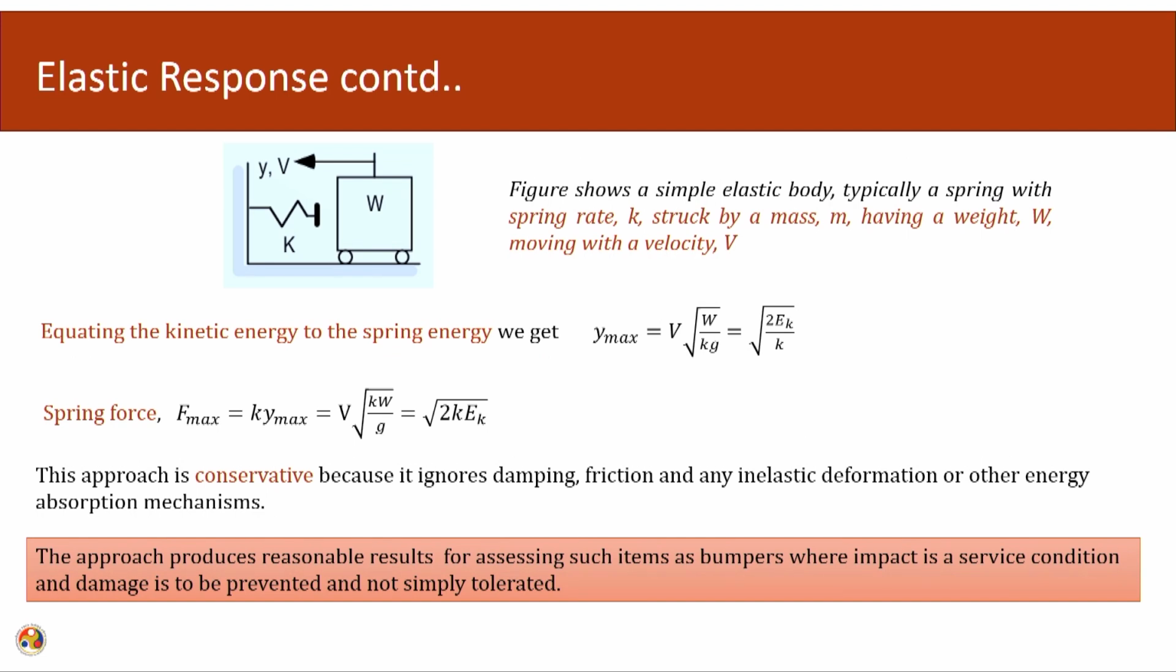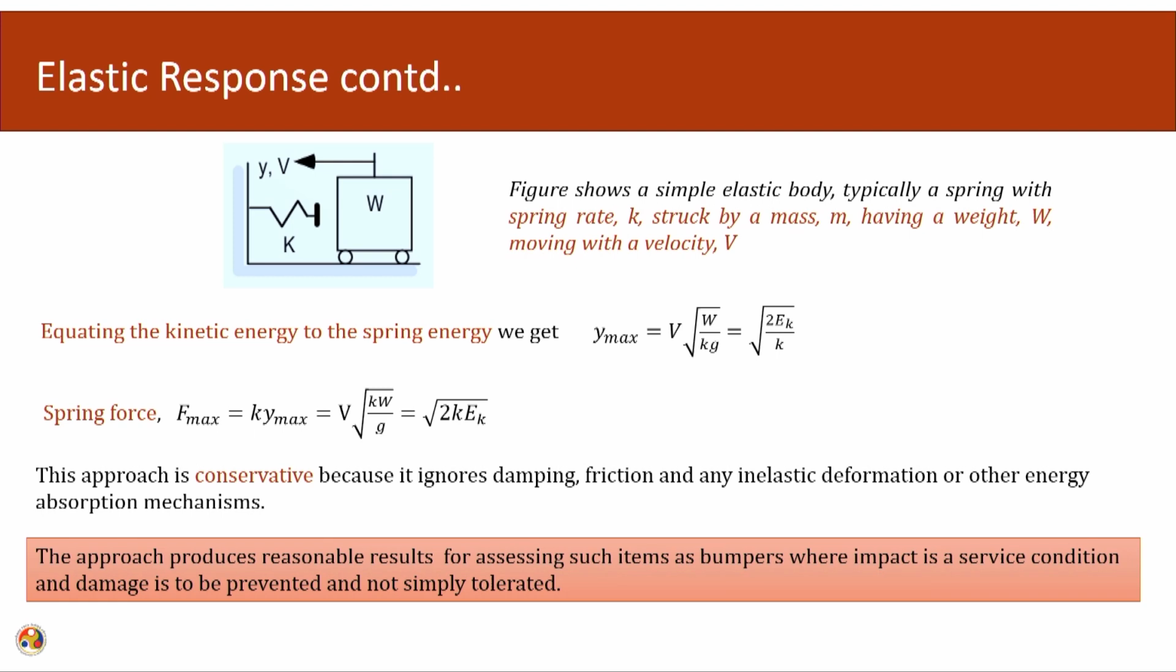Continuing from the last slide, the kinetic energy is equated with the spring energy and we calculate the maximum deformation. The spring force is stiffness times the maximum deformation, and that we can write in terms of the stiffness and the energy. This approach is conservative because it ignores damping. We are not considering the damping occurring in the body, the friction, any inelastic deformation, or any other energy absorption mechanism.